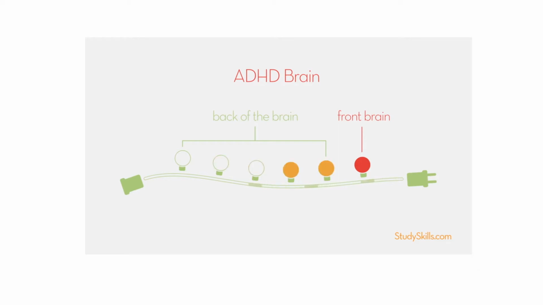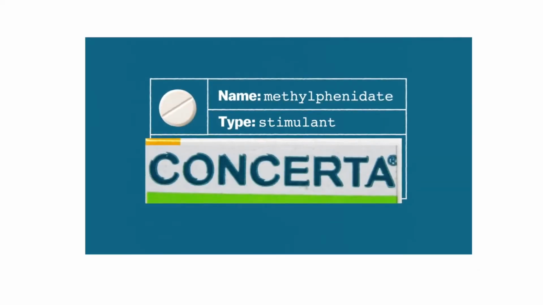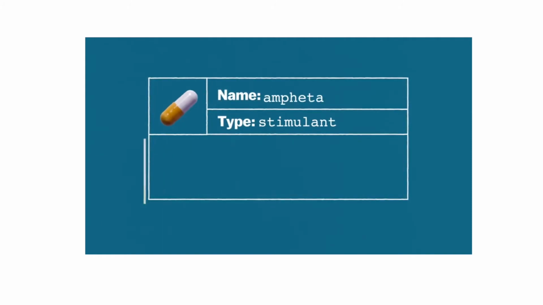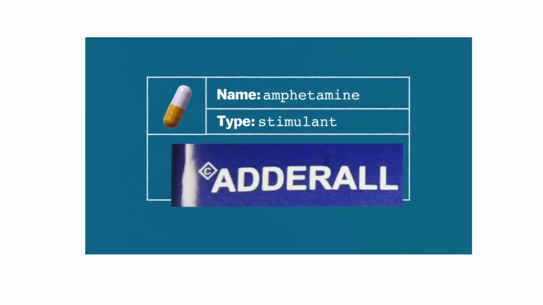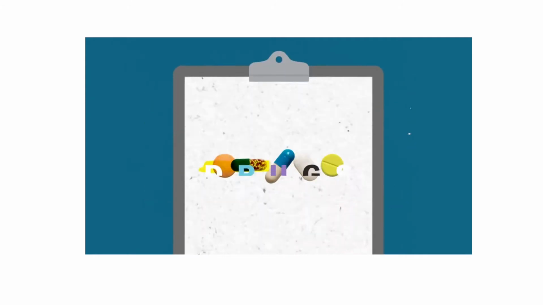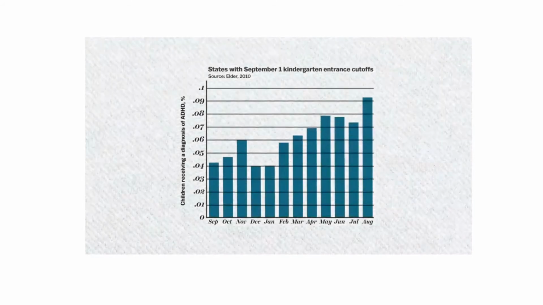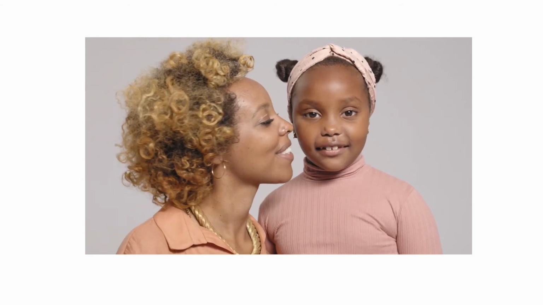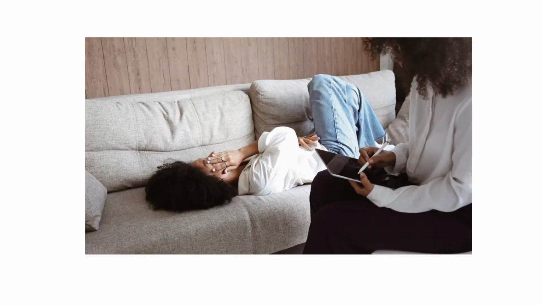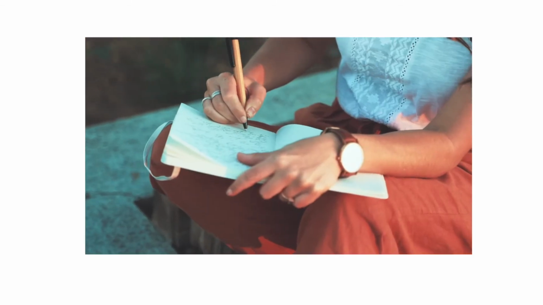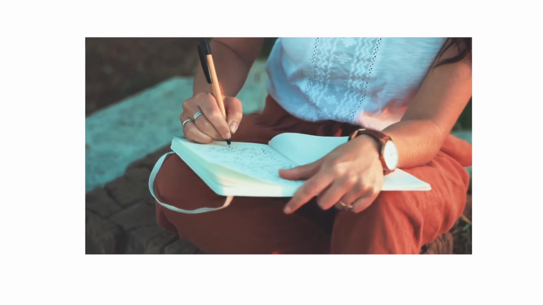Medications used in the treatment of ADHD include the stimulants Ritalin, methylphenidate, Concerta, methylphenidate, Adderall, amphetamine, and Dexedrine, dextroamphetamine, and the non-stimulant Strattera, atomoxetine. Non-pharmacological interventions for children with ADHD include behavior therapy, social skills training, parenting education, and neurofeedback, formerly called EEG biofeedback. For adults with ADHD, cognitive behavioral therapy, or CBT, is an evidence-based treatment.